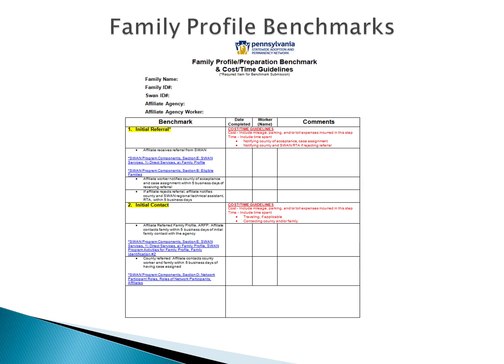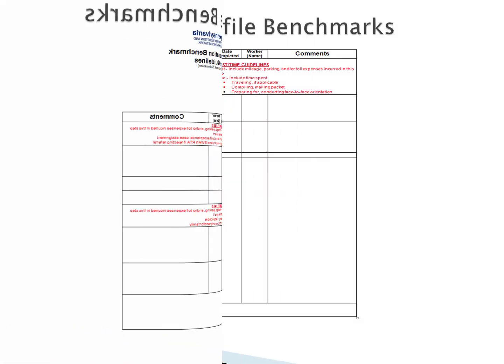The next benchmark is family profile. Main numeric step number 1, initial referral, is the same as the previous units. Main numeric step number 2, or bucket 2, is initial contact. For an affiliate referred family profile, this bucket includes practice and travel time spent contacting the family. For a county referred family profile, this bucket includes practice and travel time spent contacting the county agency. In either referral, contact occurs within 5 business days of receiving the referral.